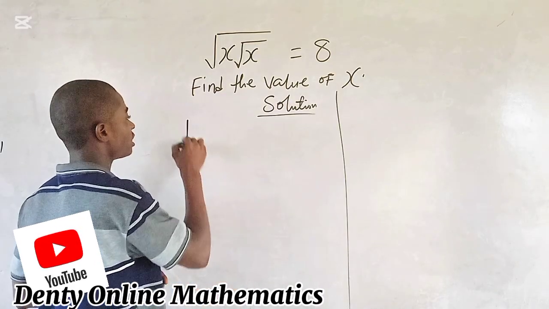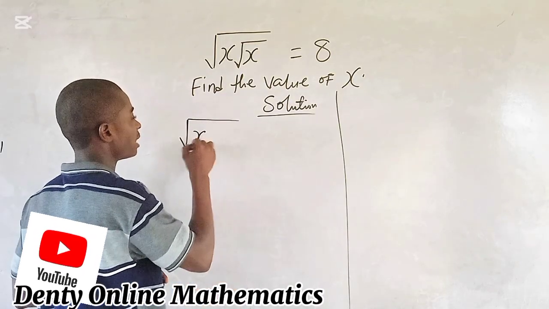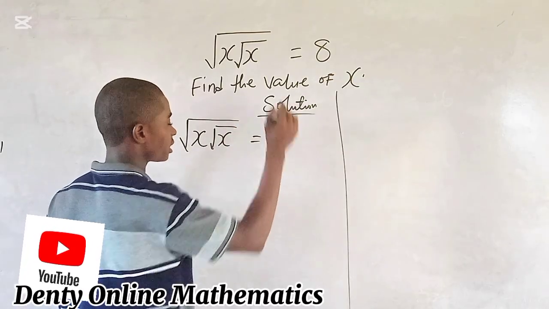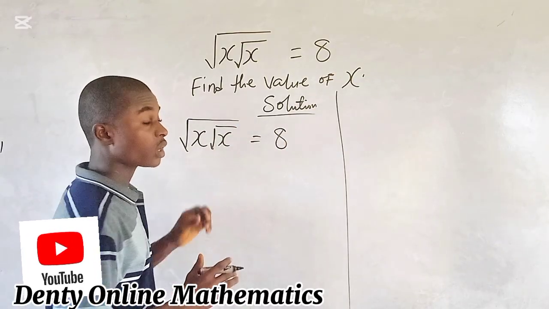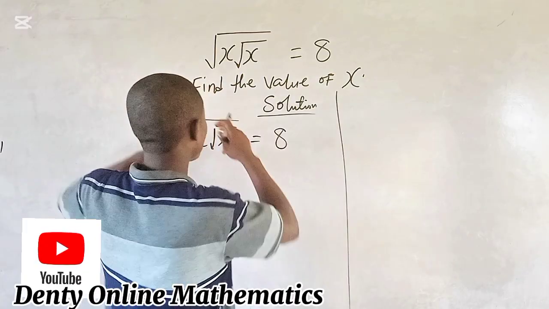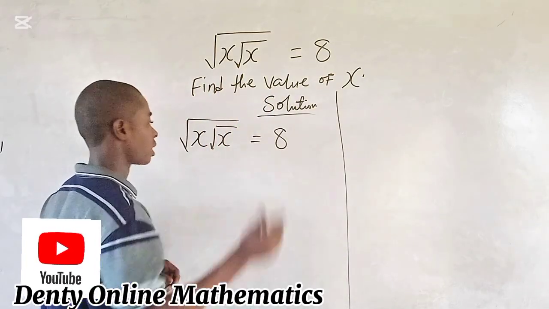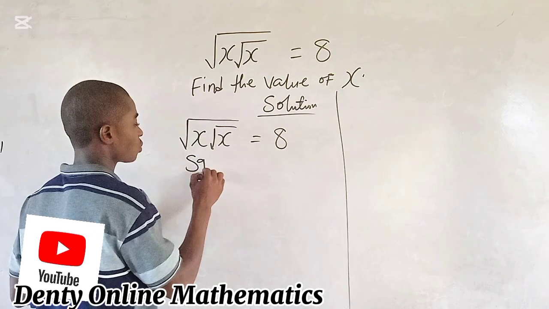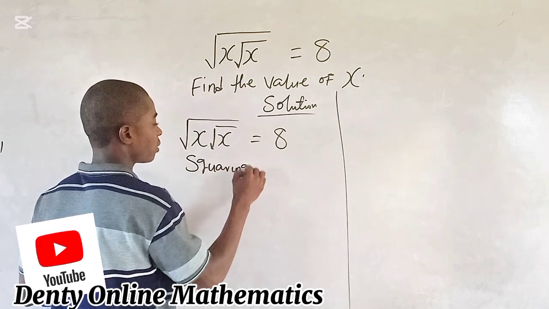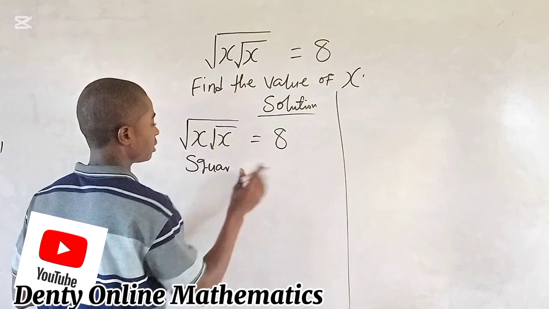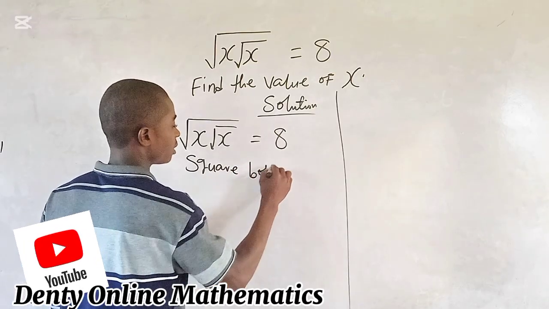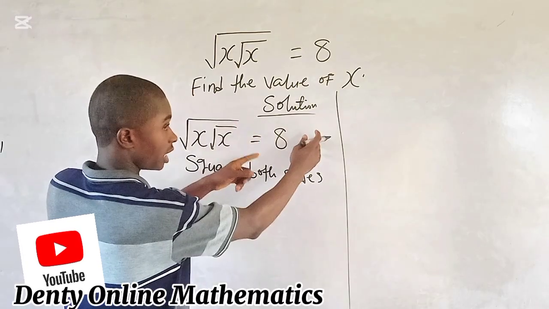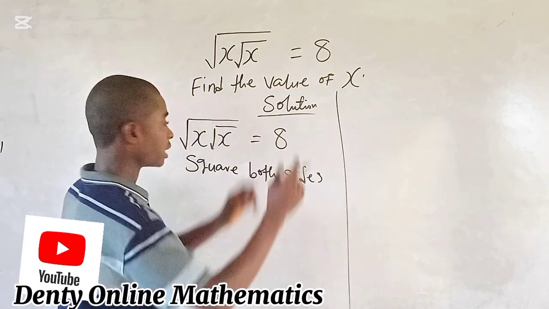Now, what we have is the square root of x multiplied by root x to be equal to what? 8. First of all, for us to have x, we are going to look at the way to break out this square root. So by doing that, I can say, square both sides. If I'm squaring here, I also square here, because anything I do on the left, I always do on the right.